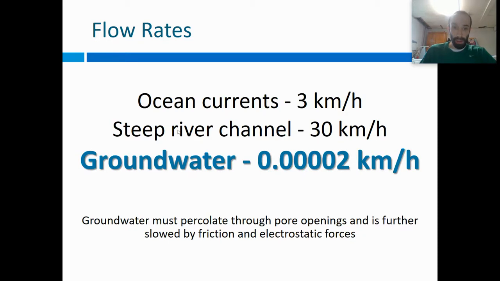But groundwater below our feet, it does move, but it moves at a super slow pace. And you can see that here, 0.00002 kilometers per hour. So that's ridiculously slow. And that's because it's got to percolate. It's got to move through all these little tiny gaps underground. And so it has to kind of squeeze its way through, and that's really difficult for water to do. So that's why it's moving at a slow pace, which can be a good thing and a bad thing. And maybe we'll talk about that later.